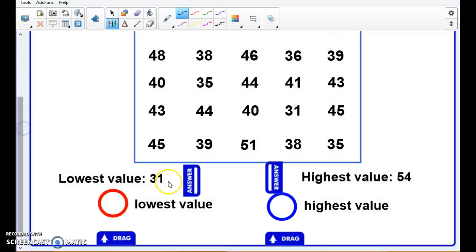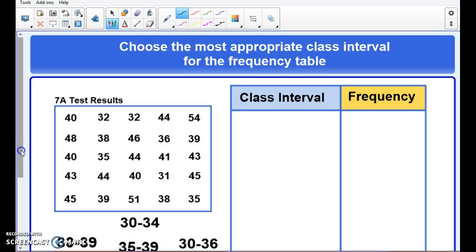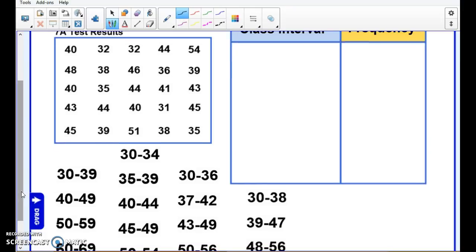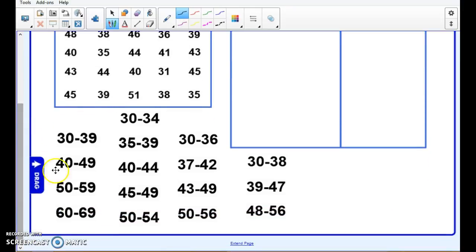So now that I know I have a difference of about 23, I'm going to try and divide it up into about 4 or 5 groups. Okay, so remember my low was 31, my high was 54. So which set of intervals would I probably use?